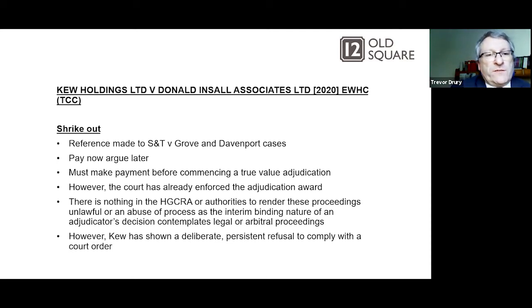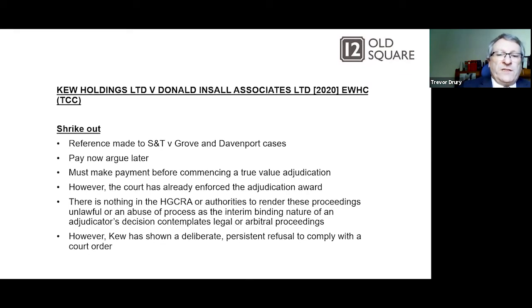So the strike out. Reference was made to S&T, Grove and the Davenport cases. Again, strongly on the pay now, argue later. You must pay the payment before commencing a true valuation adjudication. However, the court has already enforced the adjudicator's award, so you didn't have to consider any of that. There's nothing in the Act or authorities to render these proceedings unlawful or an abuse of process, as the interim binding nature of the adjudicator's decision contemplates legal or arbitral proceedings.